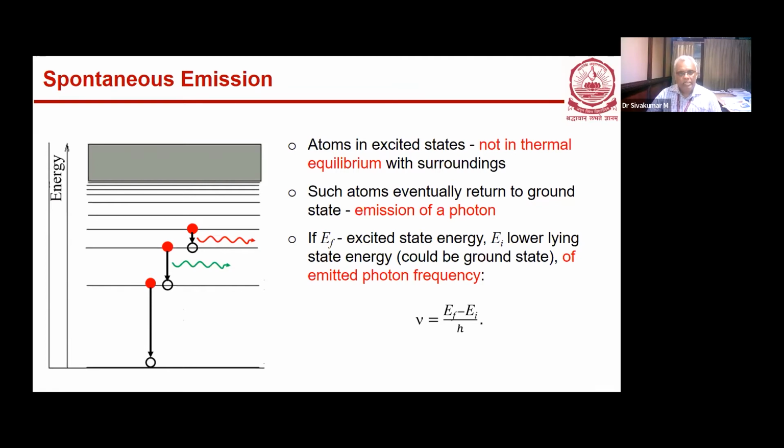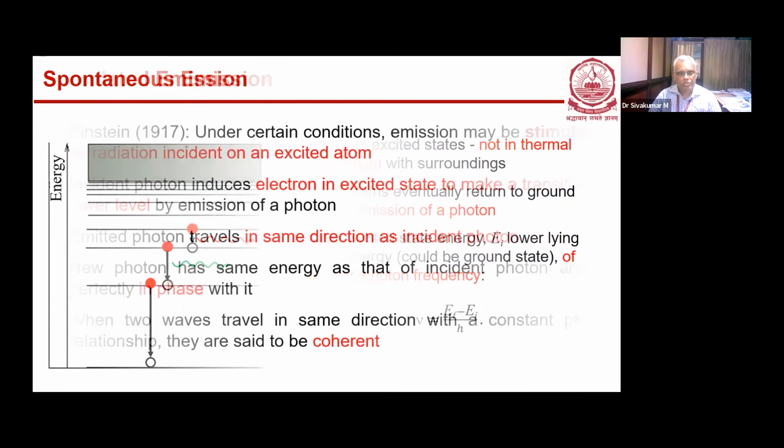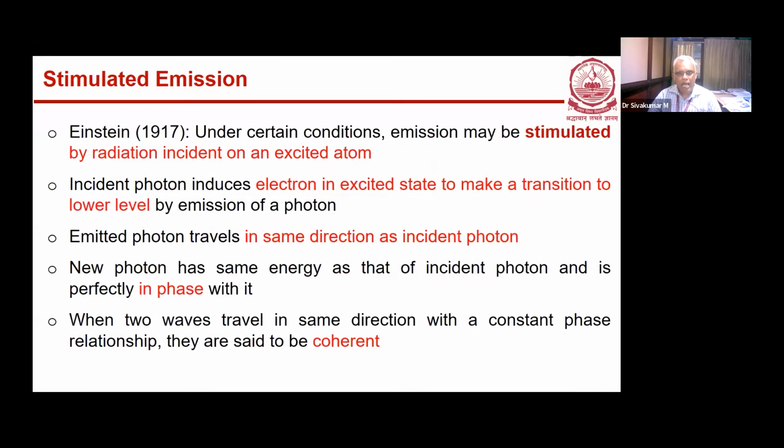The third process is a very important process. It is stimulated emission. This was first understood by Einstein in 1917. Under certain conditions, the electrons will be in the excited level, and an incident photon having energy equal to the energy difference between those two levels can stimulate the electrons in the excited level to make the electron go to the ground level.